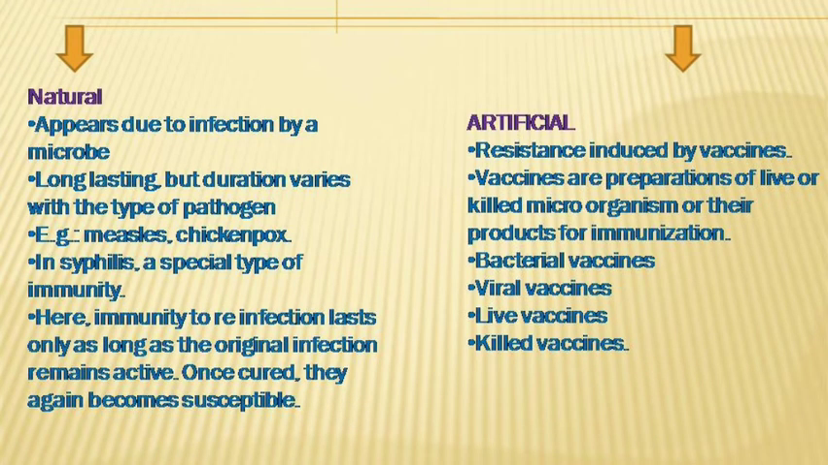It is again classified into two types, natural and artificial. Natural appears due to infection by a microbe and is long lasting, but duration varies with the type of pathogen, for example measles and chickenpox. In syphilis, there is a special type of immunity. Here, the immunity to reinfection lasts only as long as the original infection remains active. Once it is cured, the patient again becomes susceptible. In artificial, there is resistance induced by vaccines. Vaccines are preparations of live or killed microorganisms and their products for immunization. There are bacterial vaccines, viral vaccines, live vaccines, and killed vaccines. So this is about the natural and artificial types.